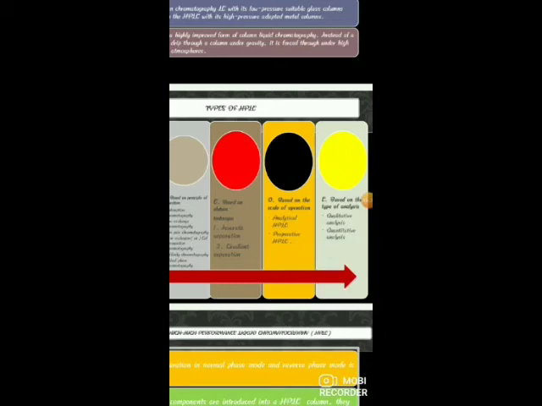Now based on the type of analysis, there are two types: qualitative analysis and quantitative analysis. In qualitative analysis, for example, identification of compounds, detection of impurities, and the presence of a number of compounds, we generally do in qualitative analysis. In quantitative analysis, we use it only to quantify the sample.